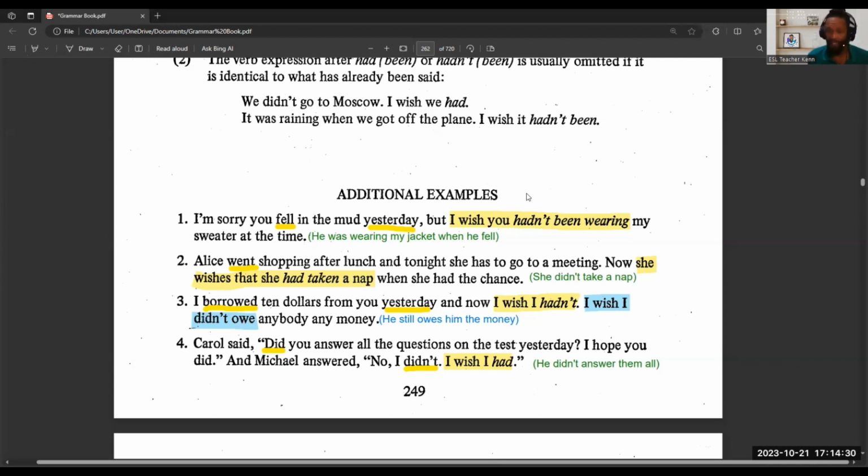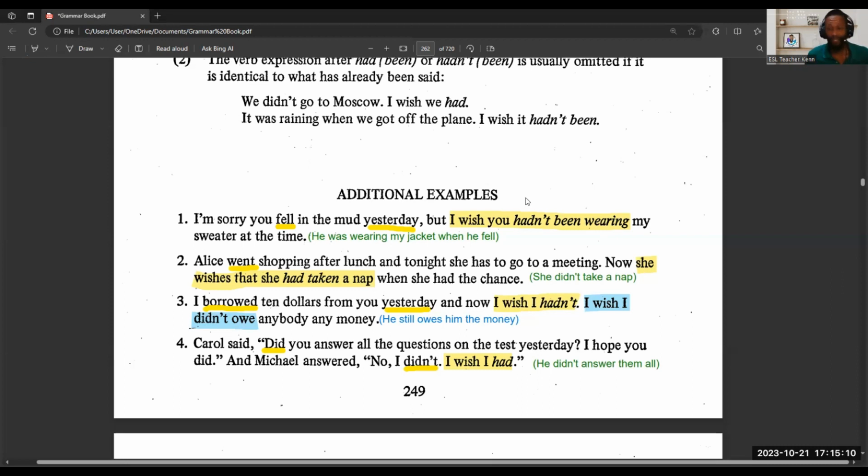Number 3, it says, I borrowed $10 from you yesterday, and now I wish I hadn't. I wish I didn't owe anybody any money. So, since it's I borrowed yesterday, it is I wish I hadn't. I wish I hadn't borrowed it. Okay? Now, today, he still owes him the money. Because that situation is in present, the wish is in simple past. I wish I didn't owe anybody any money.